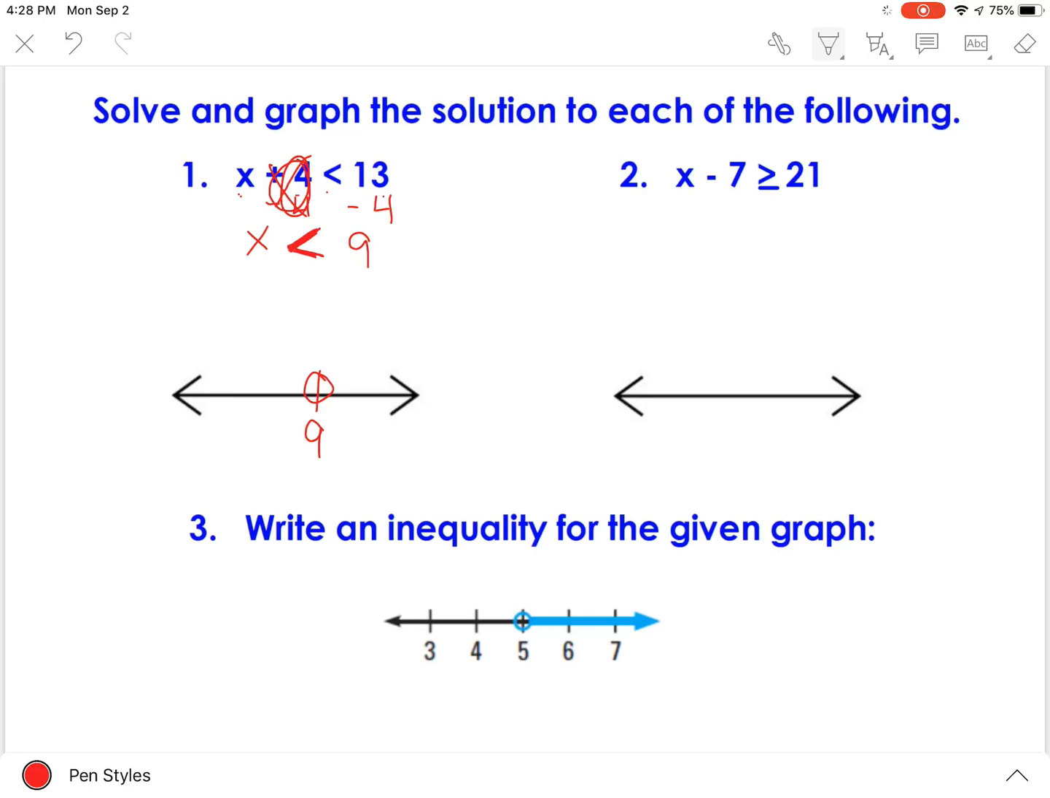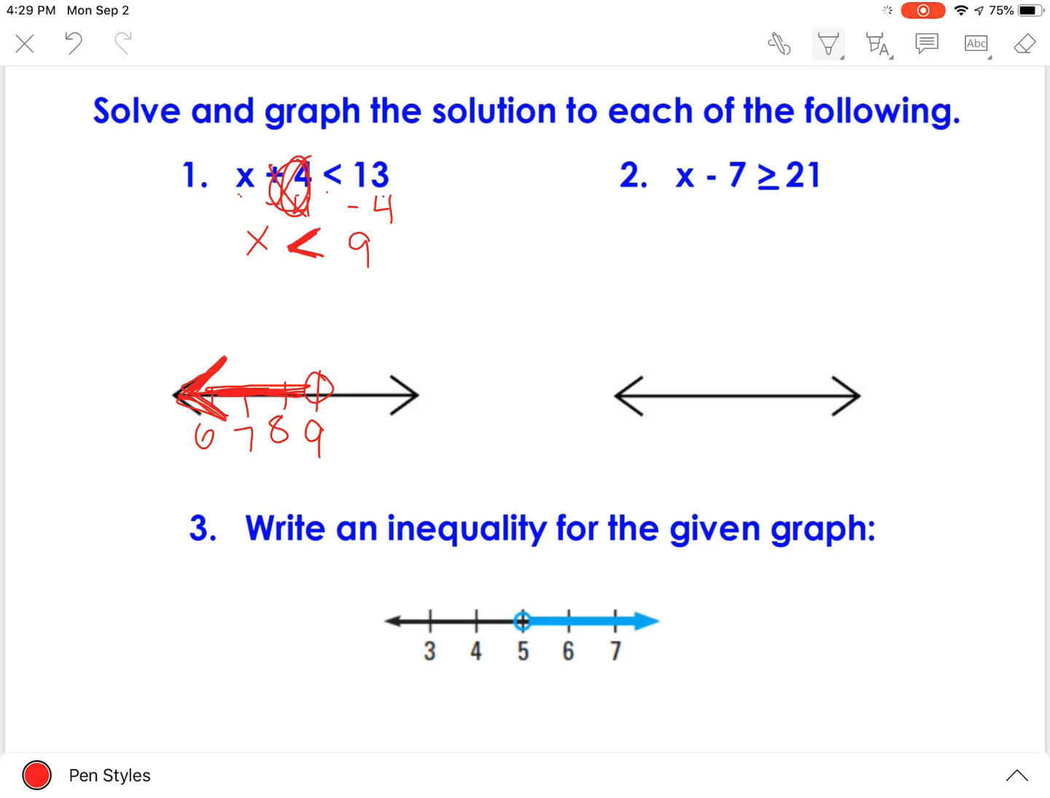If it is equal to, we'd have a closed circle. And then since we want all the numbers less than, that means 8, 7, 6, so on and so forth. So our arrow is going to be going towards the left. Okay. Number 2, x minus 7 is greater than or equal to 21.